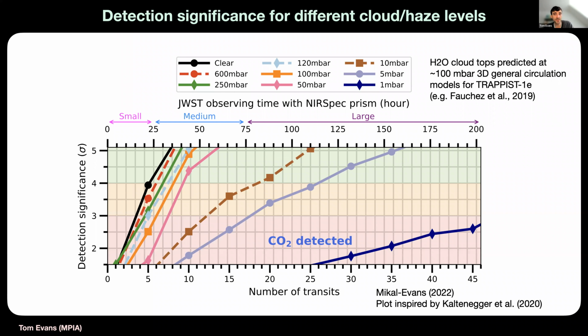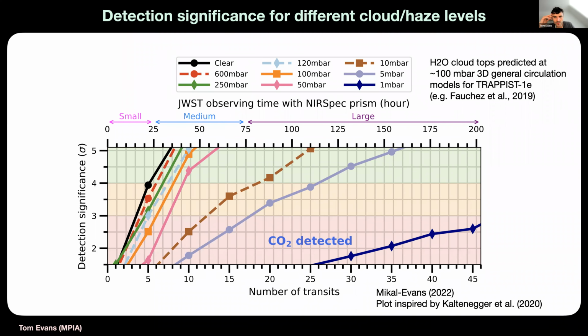And here's the summary of the results for carbon dioxide detections. The number of co-added transits is shown along the horizontal axis, and the detection significance in terms of n sigma is shown along the vertical axis. The colored lines show the results for each of the different cloud assumptions, and just above the axis, I've indicated the different classes of JWST program that each of these numbers of transits would fall under.